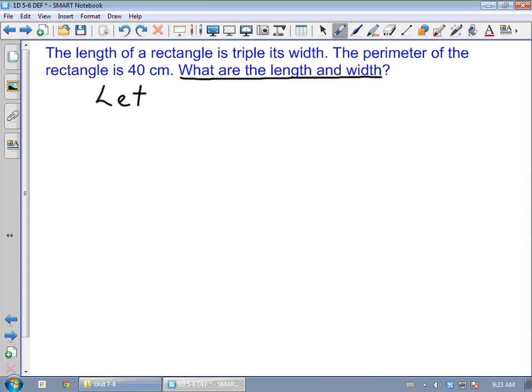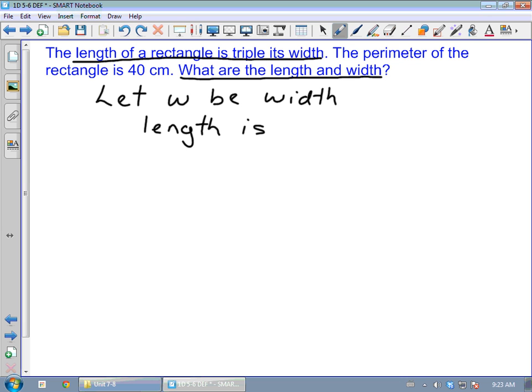Okay, you could do length. I think it's going to be better to do width in this case because we are told the length is triple its width. So we're given length in terms of the width here. So we're going to use W for width. So if W is the width, what is the length going to be if the length is triple the width?